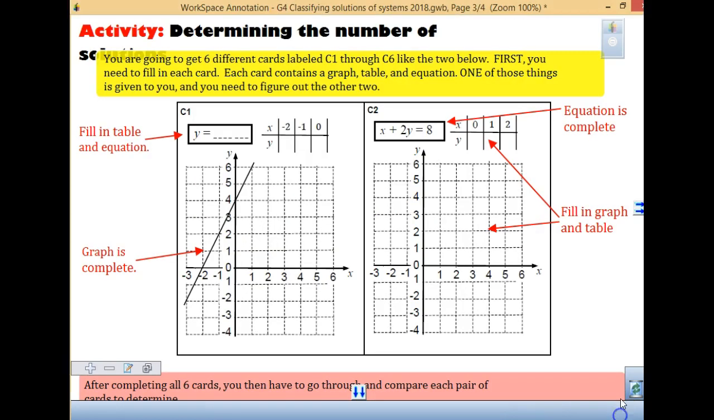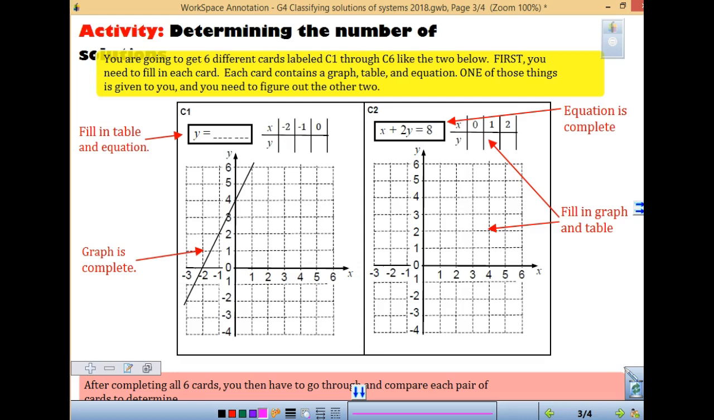So the activity says you are going to get 6 different cards labeled C1 to C6, like these two below. First, you need to fill in each card. Each card contains a graph, a table, and an equation. One of those things is given to you, and you need to figure out the other two.